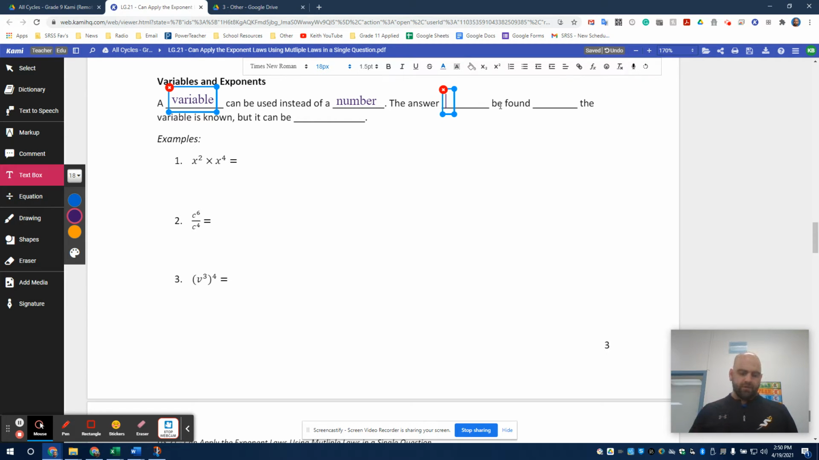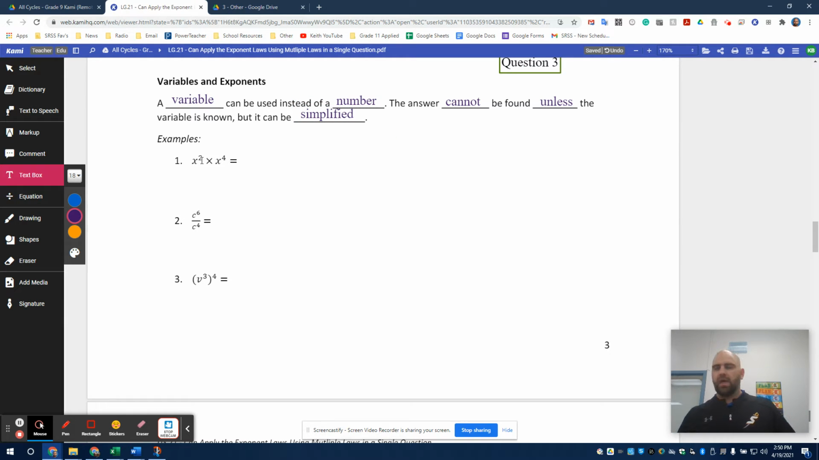Now, the answer cannot be found unless the variable is known, but it can be simplified. We're not going to find what x is, or can we actually solve for x? No, but we can at least simplify to make it a little bit easier to use. And again, that'll go back to what we'll do later on in our questions. Maybe not so much in this course, but in the future, we'll look at how we simplify this to solve a question later on.